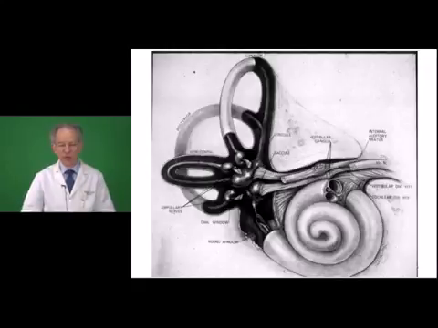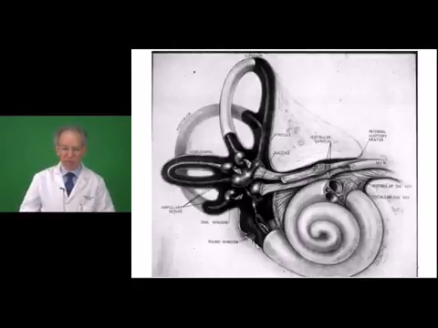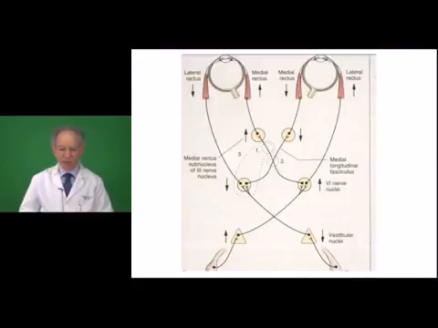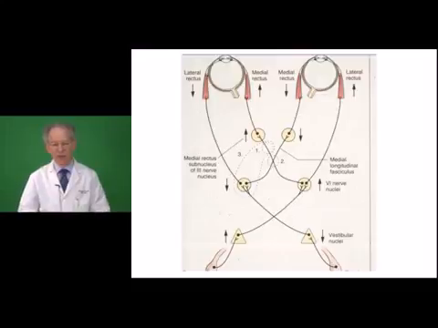You may also note that there are 2 branches of the vestibular nerve, one of which receives input from 2 of the semicircular canals and the utricle, and the inferior vestibular nerve that receives input from the saccule and the posterior semicircular canal. Here is a diagram of the vestibulo-ocular reflex.